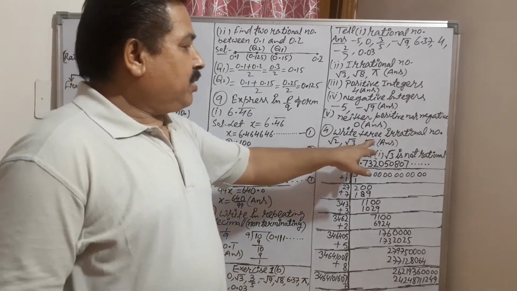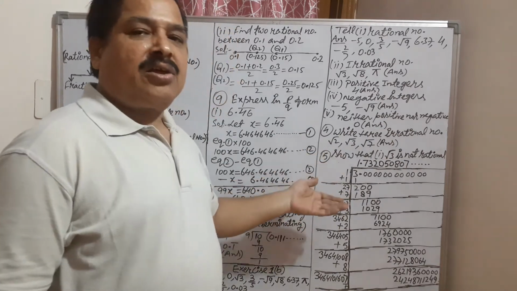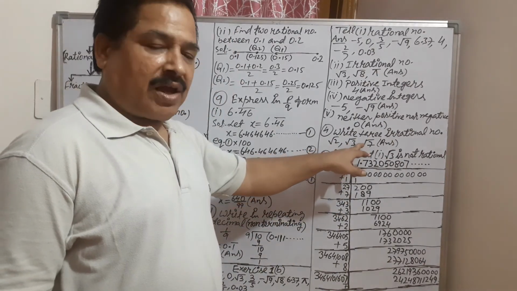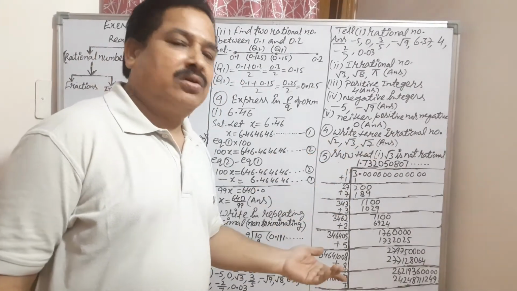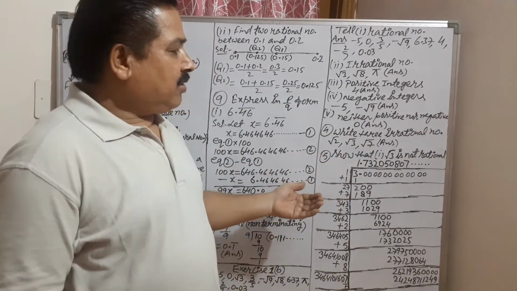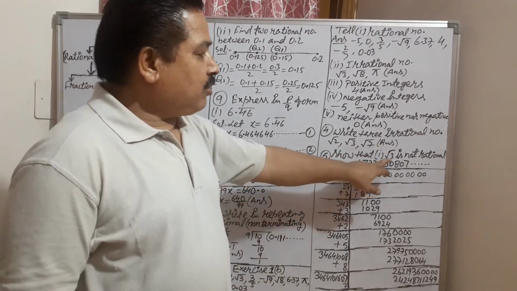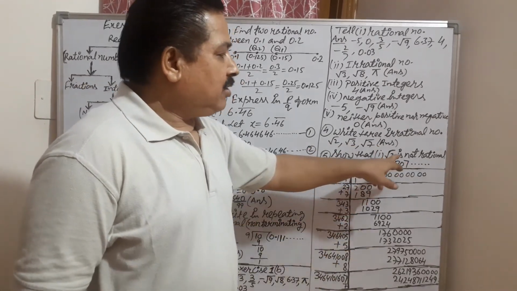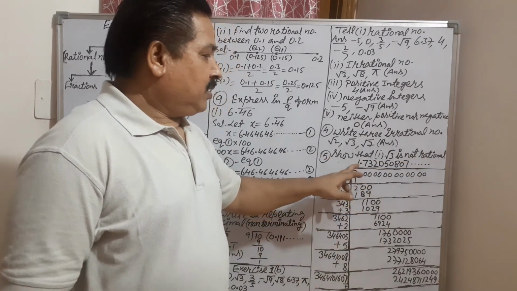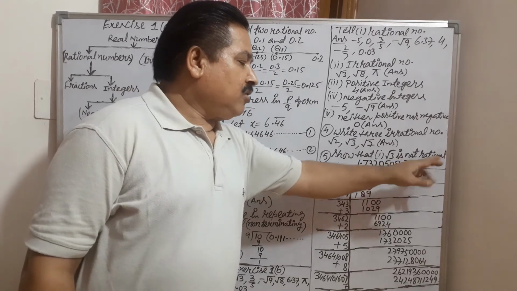And question number 4. Write 3 irrational numbers. You can write any irrational numbers. Root 2, root 3, root 5 you can write. Root 7 is also. Because for these numbers, the root will not come out in the form of a whole number. That is why these are irrational numbers. Show that root 3 is not rational. Root 3 is an irrational number. So they are saying root 3 is not rational.